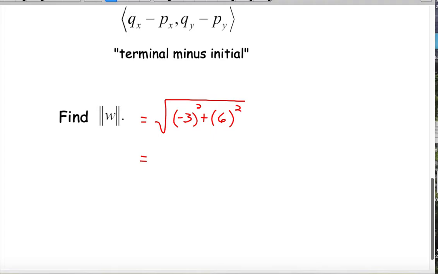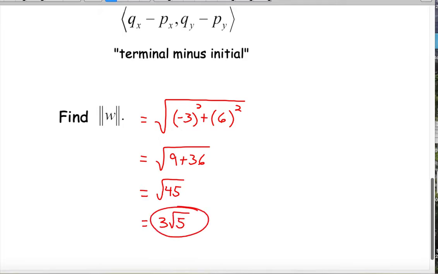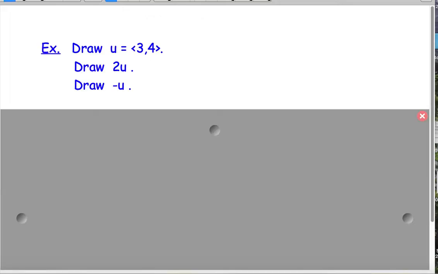So I simply just had to do, using my 2 numbers from the component form, the x squared plus the y squared, take the square root of that. So that's going to give me the square root of 9 plus 36, square root of 45. I can break that down, and that simplifies to 3√5. A little less work than if I had given you the 2 points, the coordinates of the 2 points. All right, what else can we do with this?